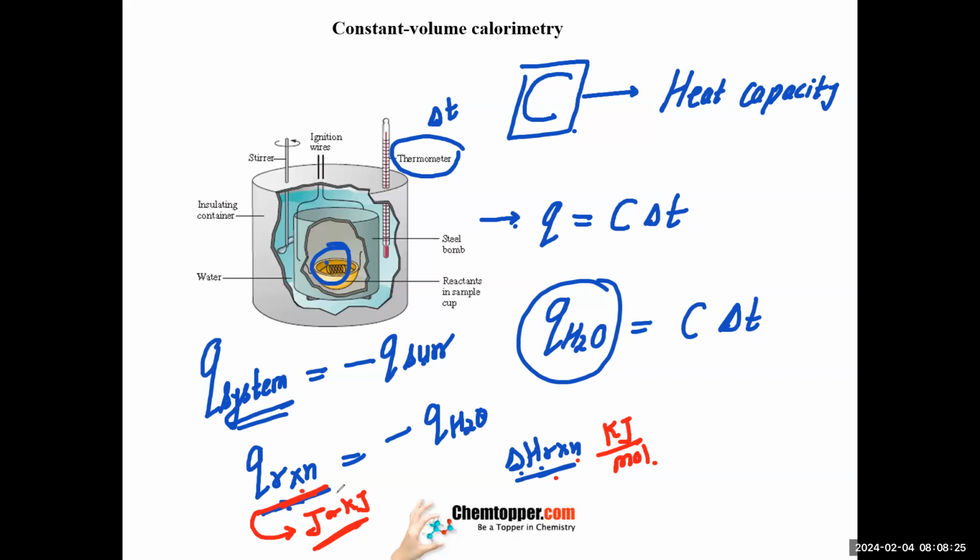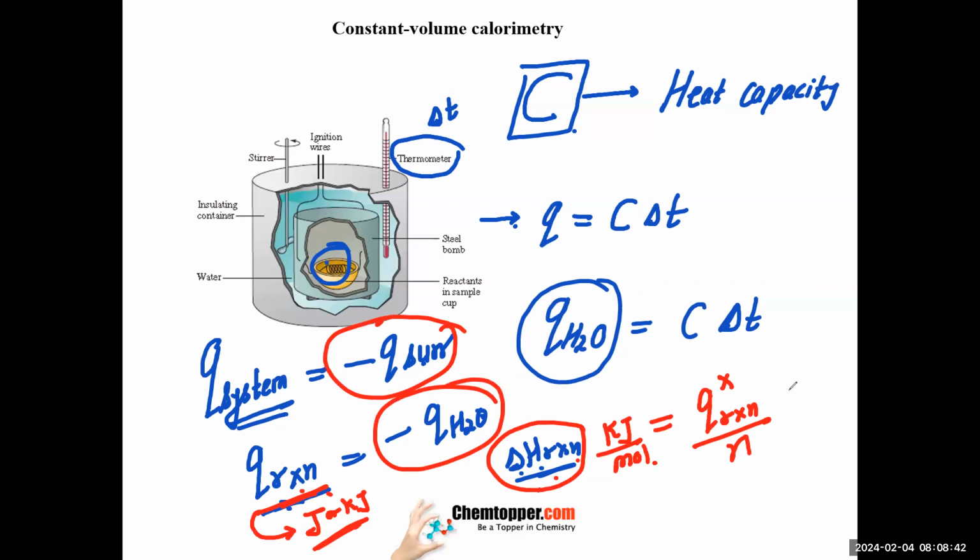Are you getting the difference? If I want to calculate delta H of the reaction, then it is Q of the reaction divided by n. But I'm not measuring Q of the reaction here. What I'm measuring is Q of the surroundings. I'm measuring water. So it means minus Q of the water divided by n. If all these points are clear, are you ready for the questions, children? Anyone having any problem here?